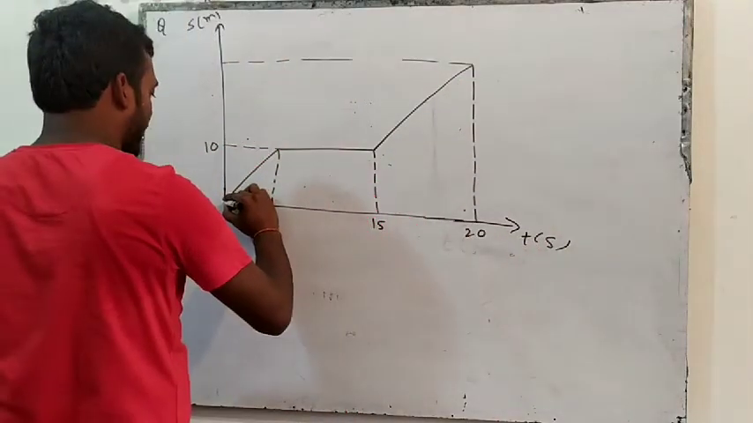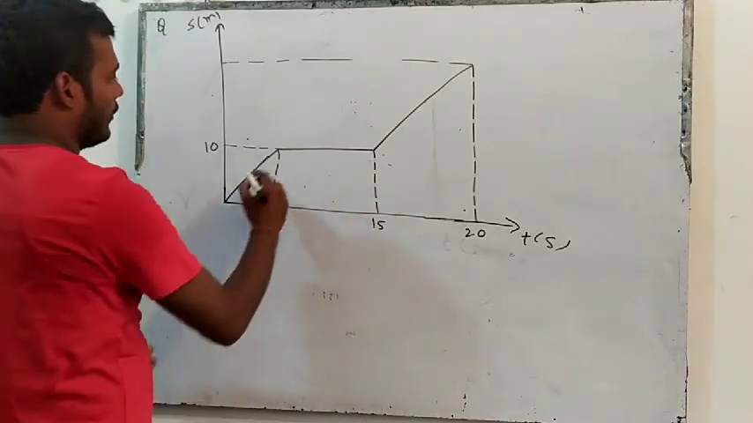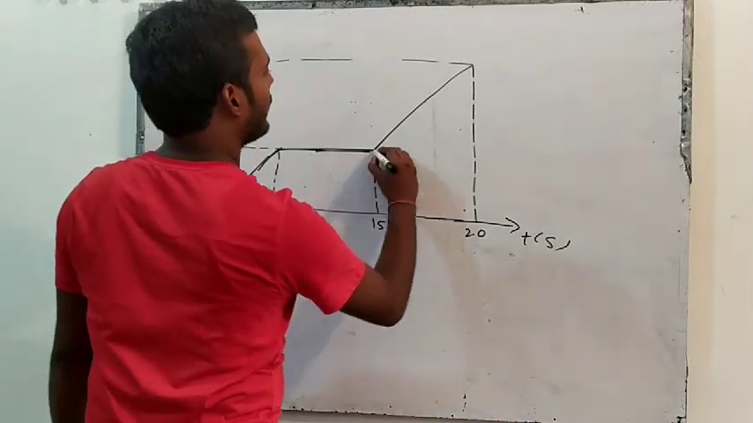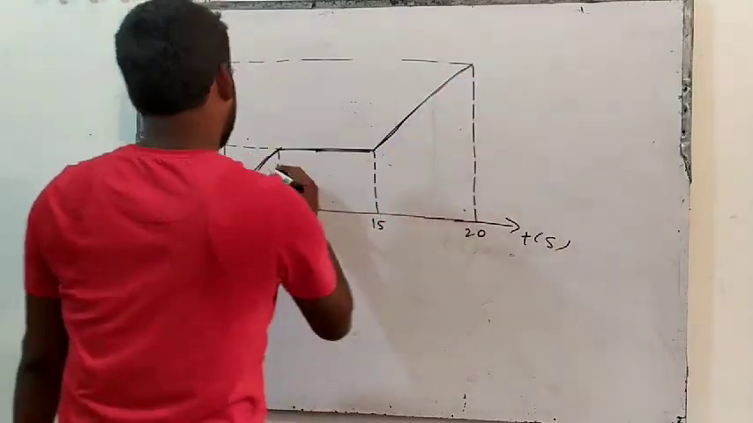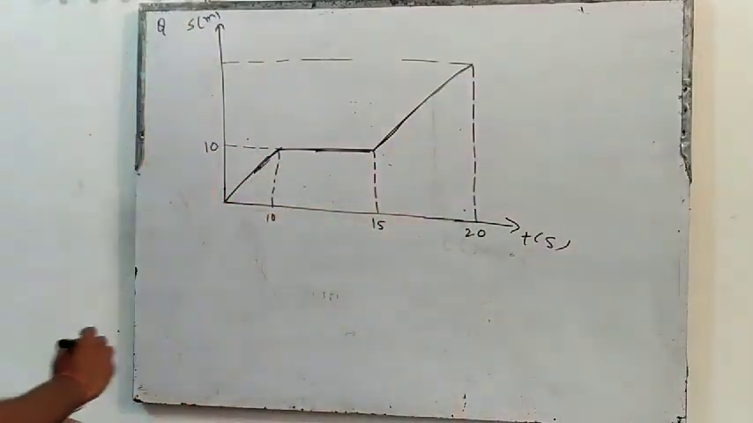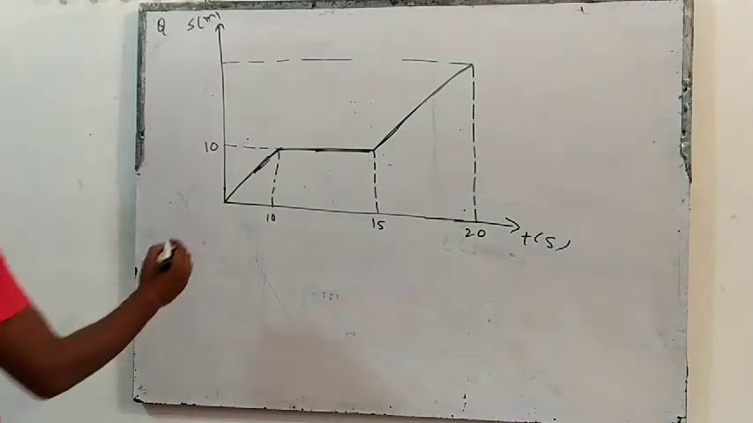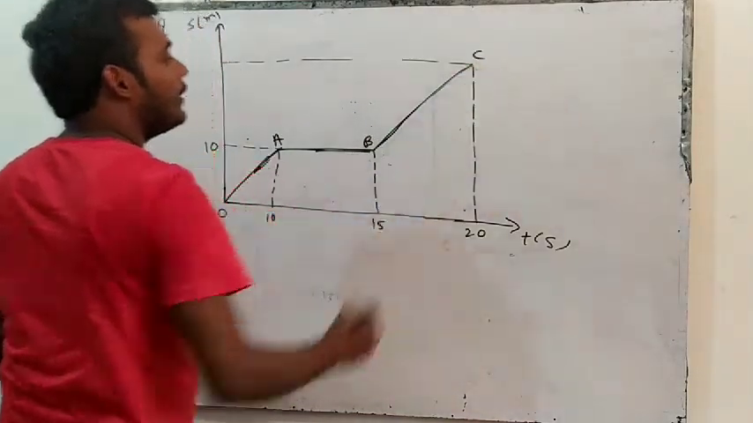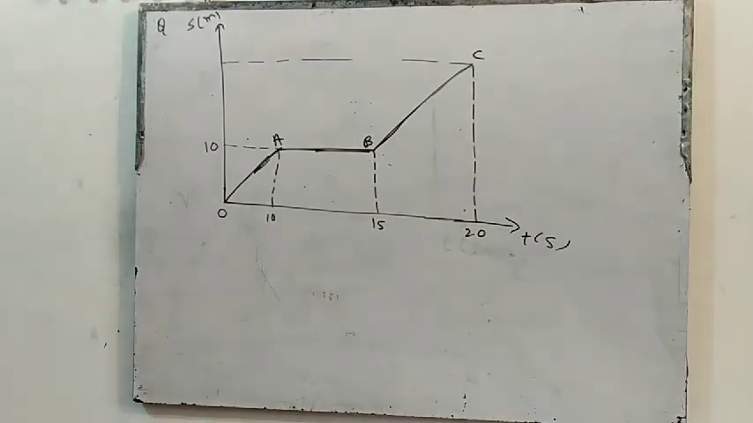See, a graph is like this. A graph is going like this. So try to understand this graph. Suppose this is O, O means origin, then A, B, C. Now write the question.